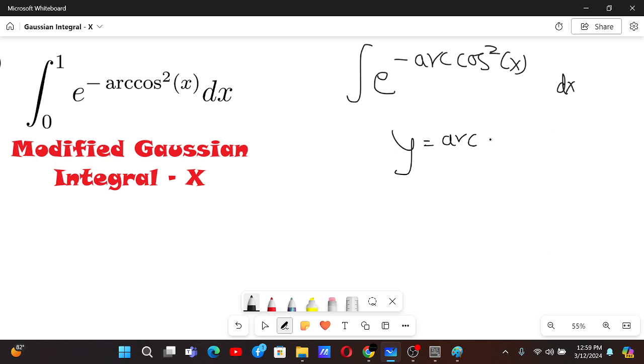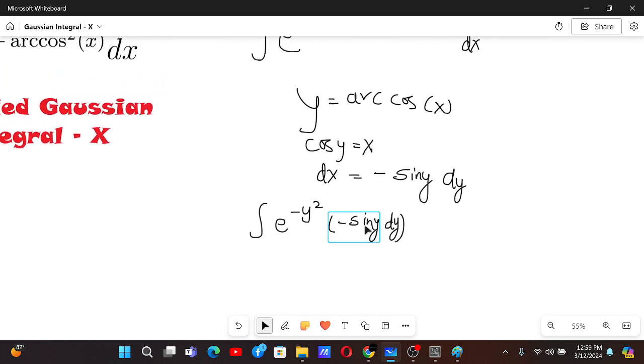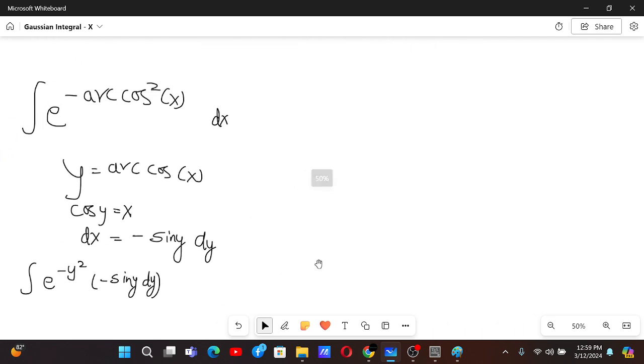With that we get cos y equals x, and that means dx is equal to minus sine y dy. Then we have integral e to the power minus y square, and then dx is equal to minus sine y dy. Now we will try to express the sine y in terms of e from the complex definition of sine function.